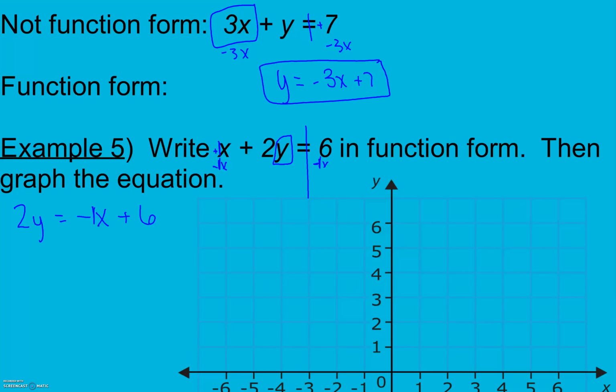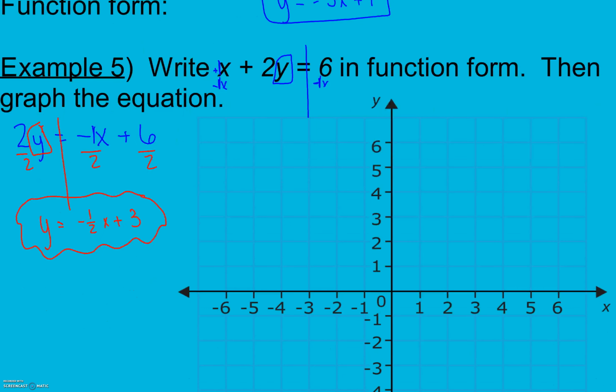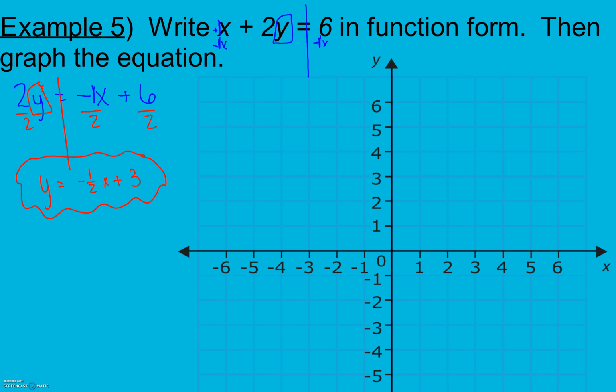Now, to get our y all the way by itself, I have to get rid of the 2. And in order to do that, I'm going to divide. And I divide everything by the 2. Y equals negative 1/2 x plus 3. So here is our function form. Now to graph it, we're going to make our table of values.